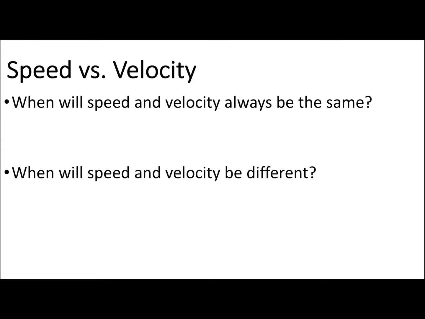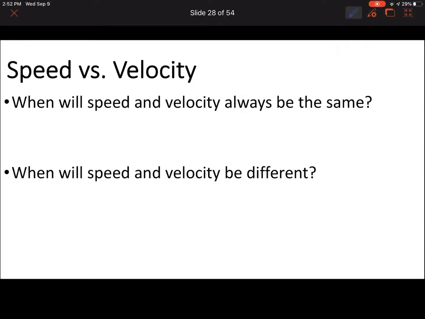Okay, so let's do a couple quick questions. When will speed and velocity always be the same? So think about that. We have speed is distance over time. Velocity is displacement over time. What's a situation when they will be the same? Well, they will always be the same if distance is equal to displacement.